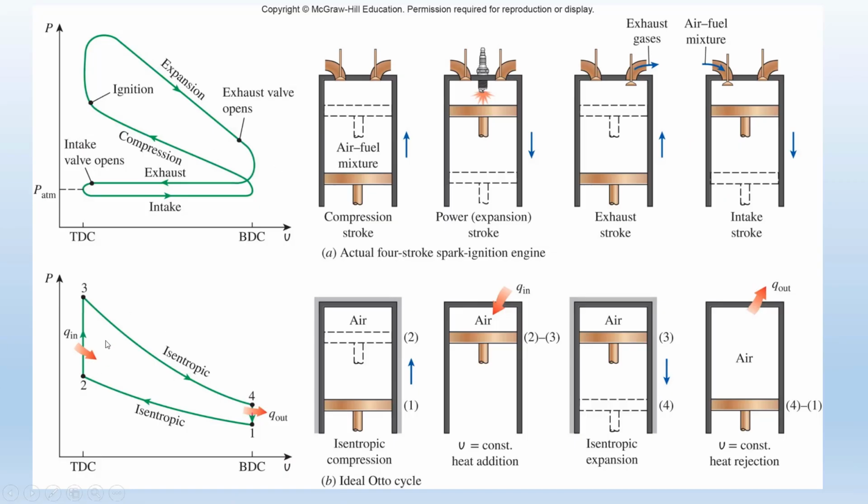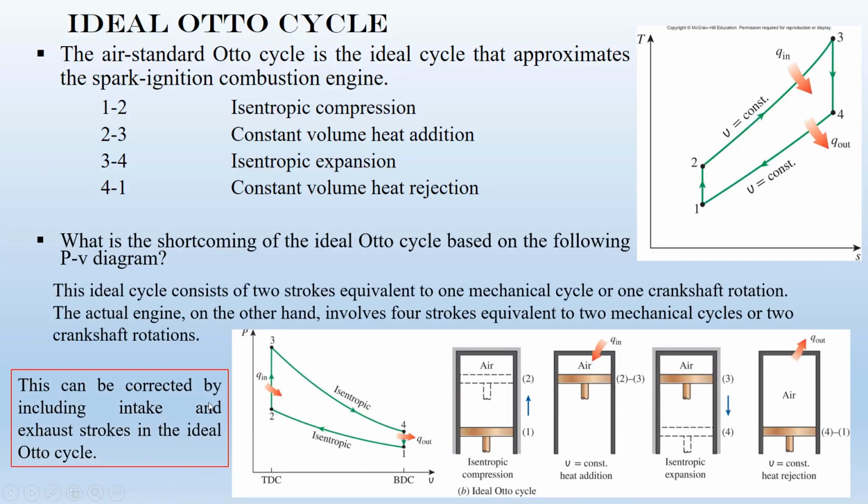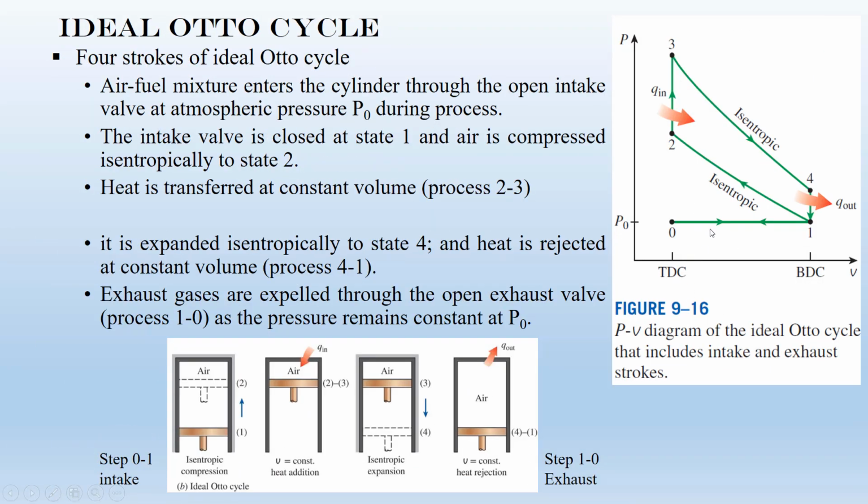Yeah, for the ideal Otto cycle, the W net is the area enclosed by the process, correct? This area is the W net. Now we need to check. We add two extra steps, so we need to check what happens to the W net. If the W net is constant, then we can accept these two new or extra steps, and then we can assume that the process has four strokes.